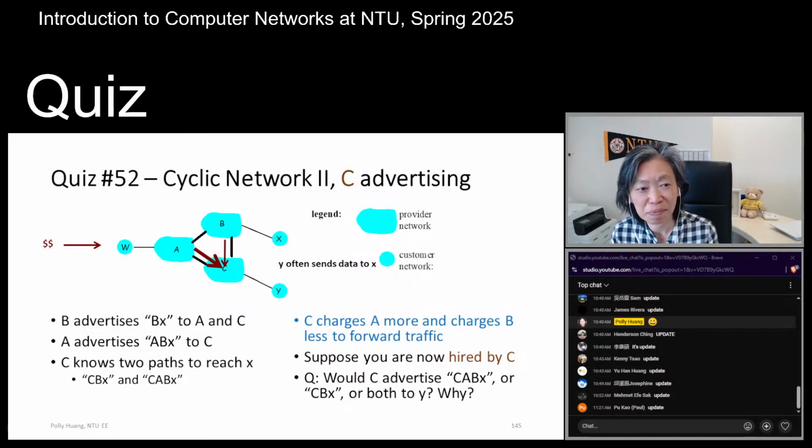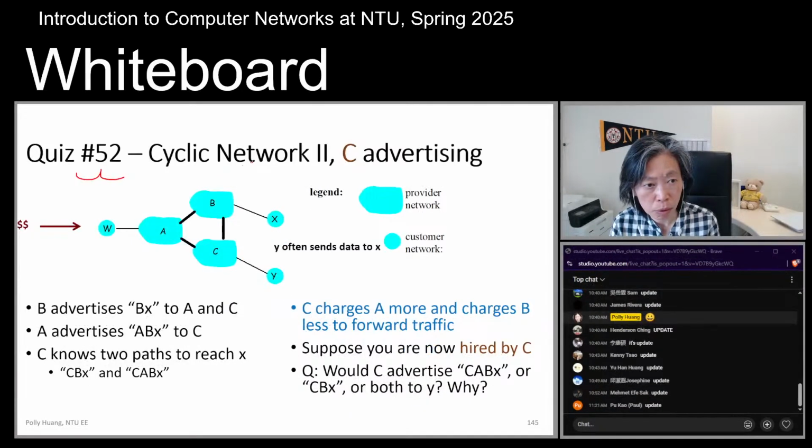Yeah, it's time. Okay, let's come back. And the next quiz is 52. All right, so this is the cycle network scenario. Okay, yeah, 52. Whiteboard mode. This is the cycle network scenario.